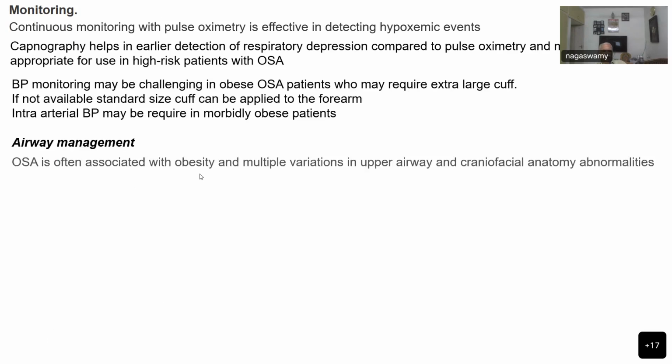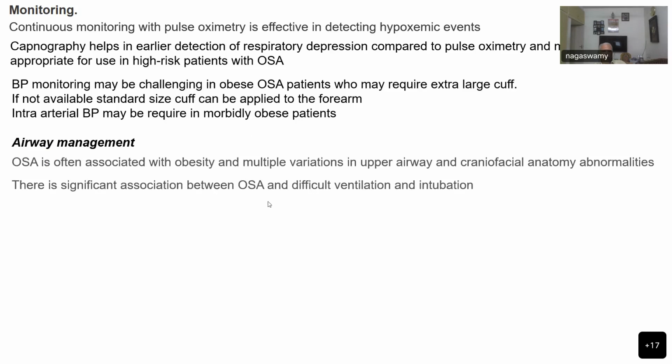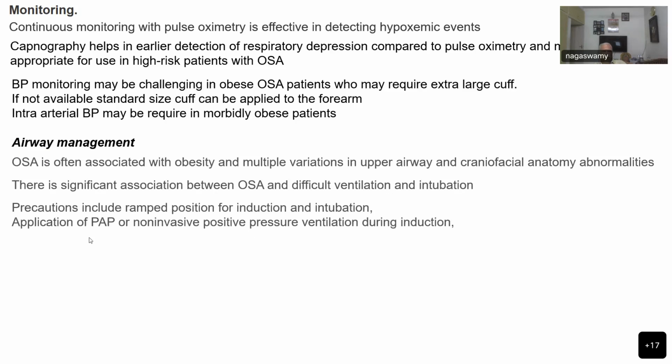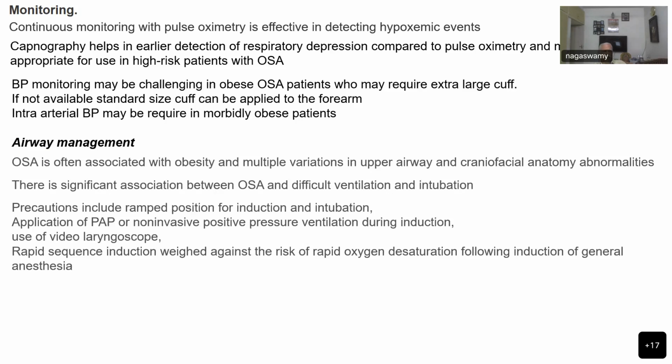Coming to airway management, patients with obesity and OSA may have multiple variations in the upper airway. And so when they are associated with OSA, there may be difficulty both in mask ventilation as well as in intubation. So precautions like the ramp position for induction and intubation are very important. Also, you can apply positive airway pressure or non-invasive positive pressure to extend the safe apnea period. That word also you have to include in these cases.